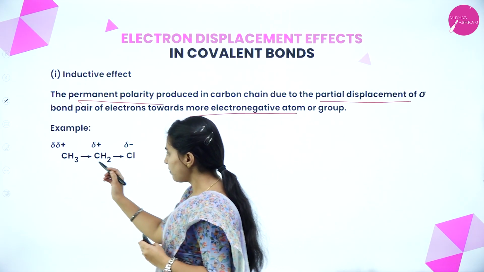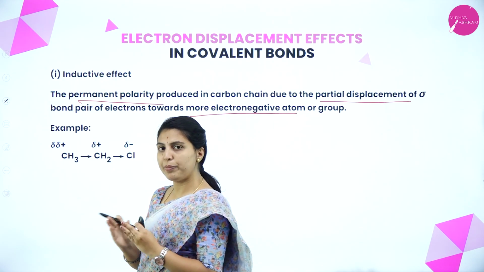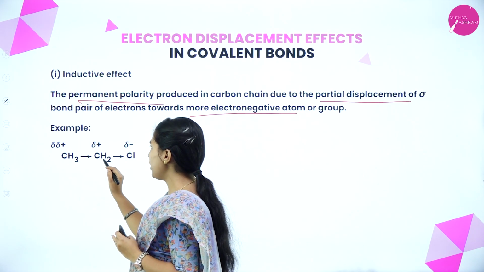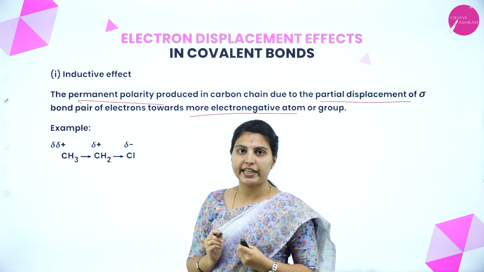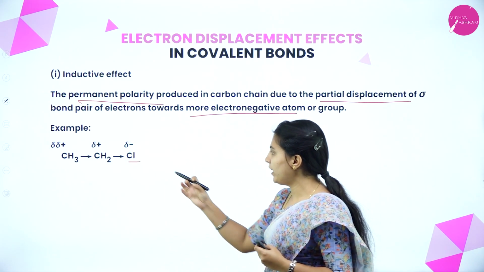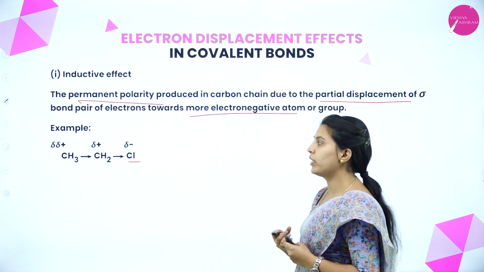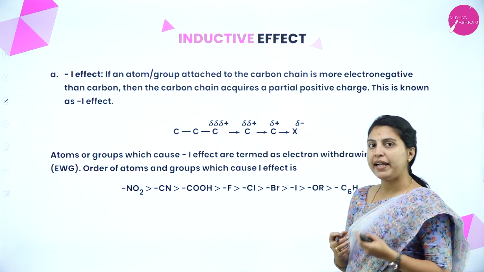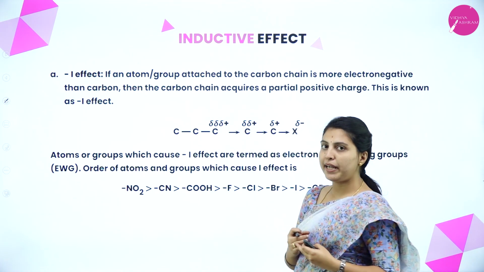See here, this is methyl, and if the sigma bond pair has been displaced, CH2 is electropositive, and chlorine, a halogen, is more electronegative. That's why the sigma bond pair will be moving towards the more electronegative atom. In that, minus I effect is there and plus I effect is there. We will see first minus I effect.